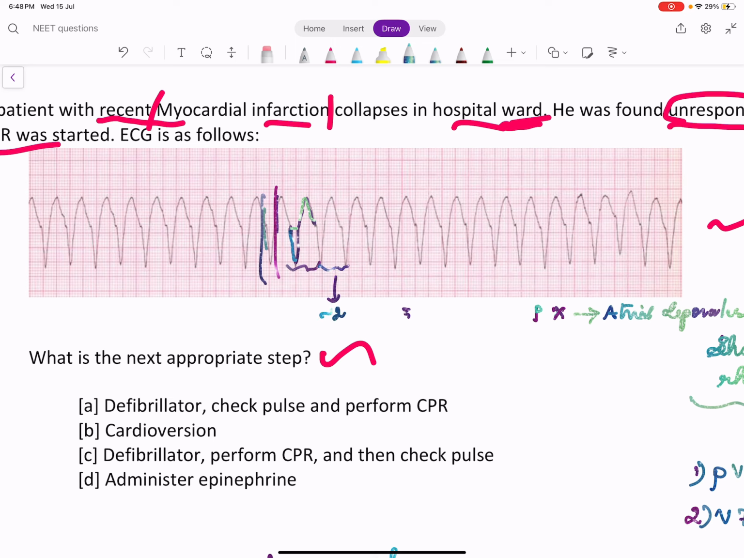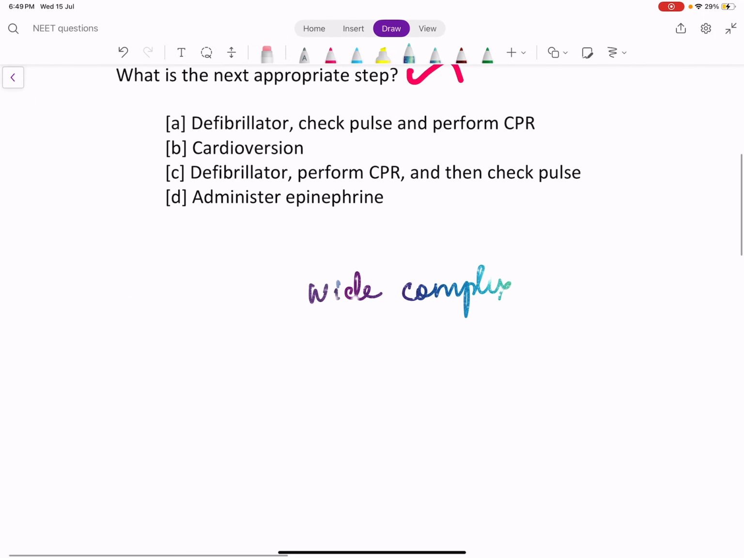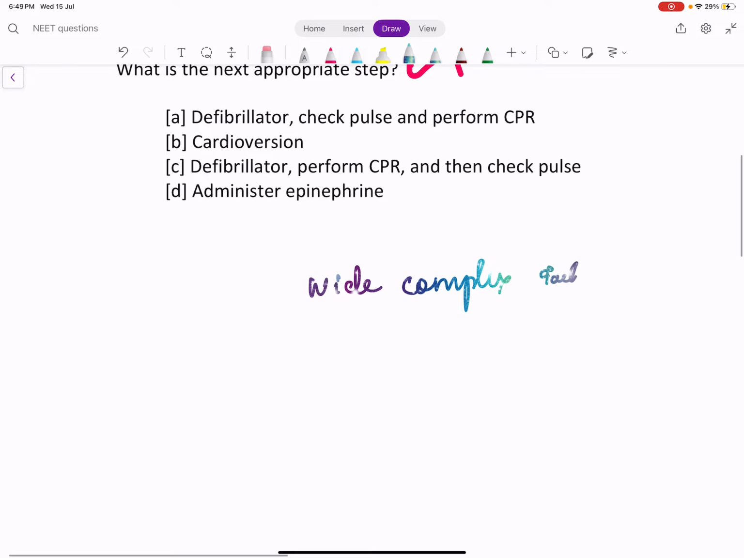The number of large squares between 2 R waves is around 1 or 2. So you know the formula: the heart rate is given by 300 divided by the number of big squares between 2 R waves. Around 2 means it comes around 150. So this is actually a wide complex tachycardia. All wide complex rhythms originate from the ventricle, so this is probably a ventricular tachycardia.